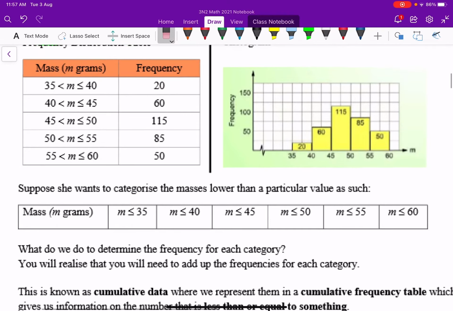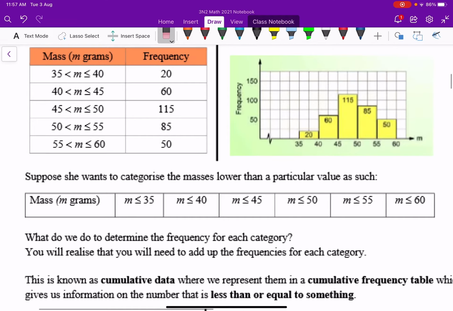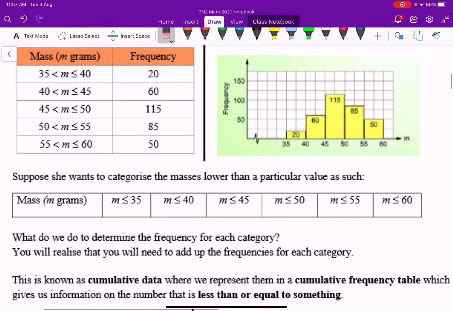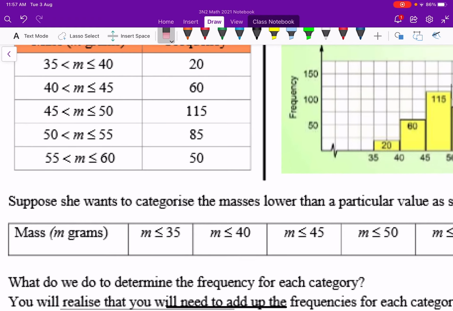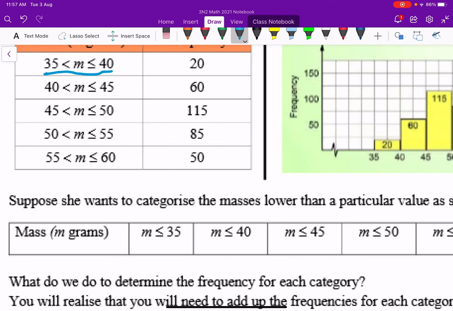Now suppose she wants to categorize the masses lower than a particular value, such as this. Now what if she doesn't want to separate into 35 to 40, 40 to 45, but rather, I want you to look carefully together with me. Rather than having a range like that, 35 lower limit to 40 upper limit, she just wants to know how many eggs are there below 35, how many eggs are there below 40, how many eggs are there below 45, and so on and so forth. So she doesn't want to categorize by 5 gram, 5 gram, 5 gram. She wants to have just one range, less than, less than, less than.